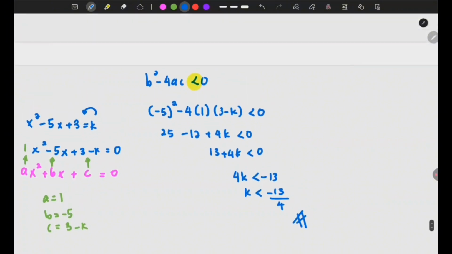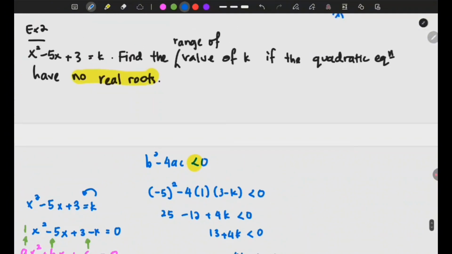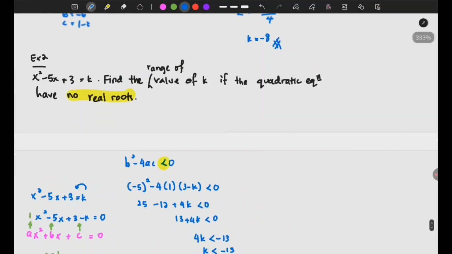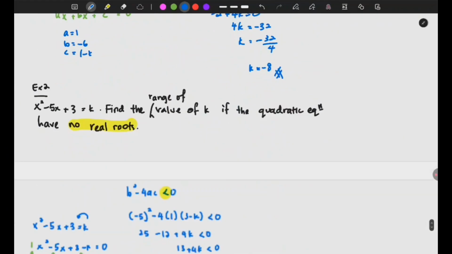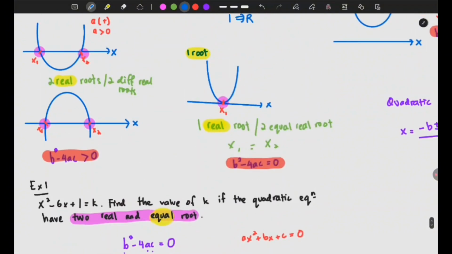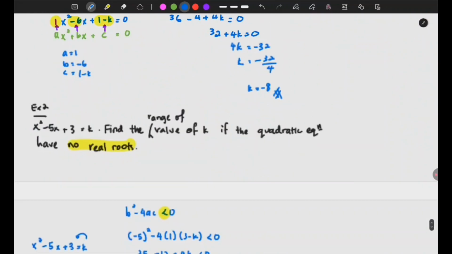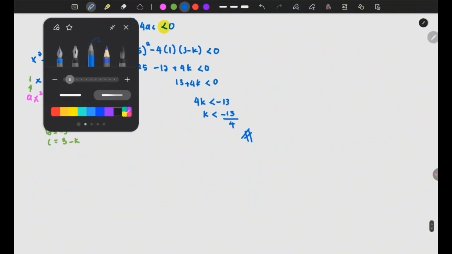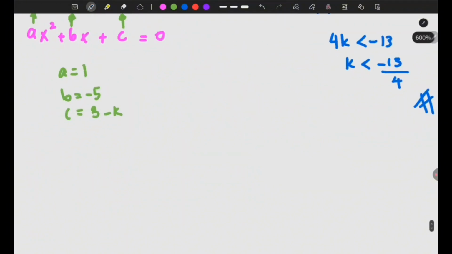So I give you another example for equal roots and no real roots. And I think I should give you an example for two different roots. Yeah, two different roots, I need to give an example for that. So that will be my example 3. These are the possible types of questions they will ask in the exam.